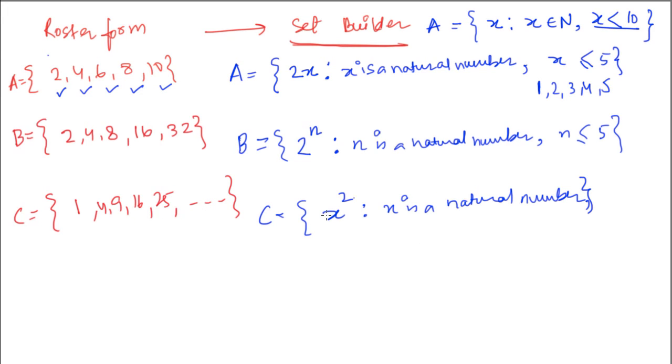So this will keep on going because x is a natural number. 1, 1 square is 1. Next natural number 2, 2 square is 4, 3, 3 square is 9, 4, 4 square is 16, 5, 5 square is 25, 6, 6 square would be 36, and it would keep on going in the same way. Okay.